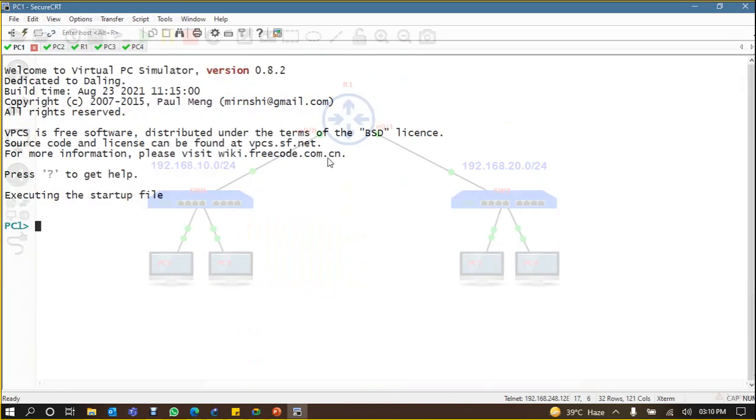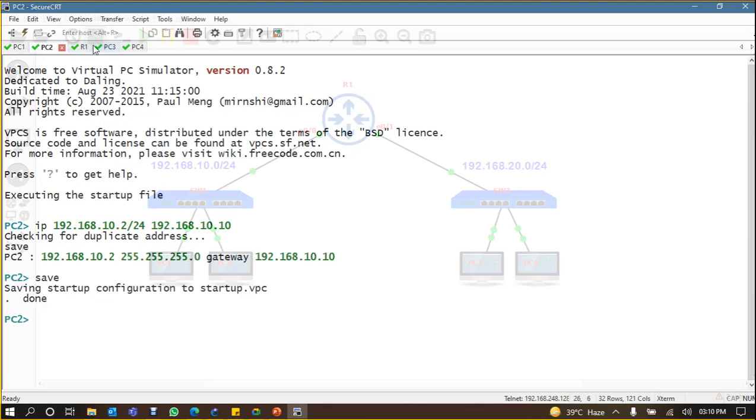Let's come to PC1. PC1's IP address is 192.168.10.1, the subnet mask is this one, and the gateway is 10.10. Save. Let's come to PC2's IP. You can assign it like this, also 10.2/24, instead of writing 255.255.255.0, but only on the PC.